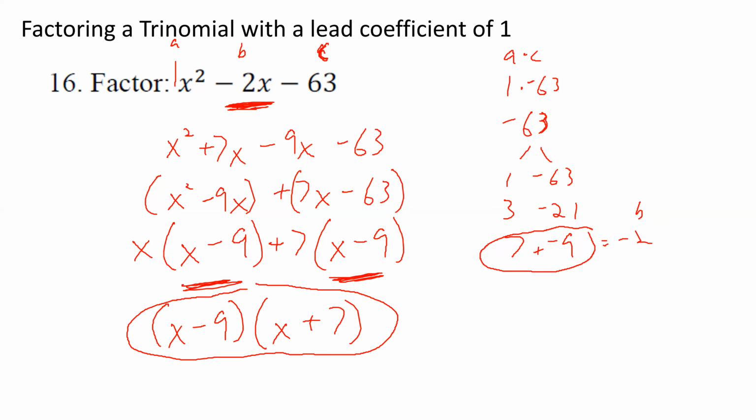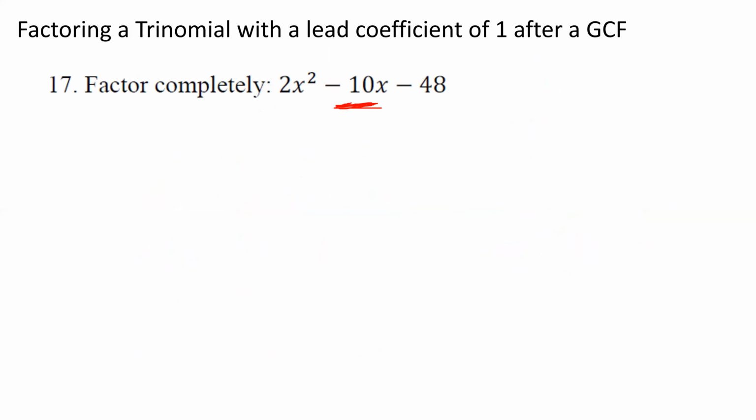So now in the next one, it's the same idea. We need to split that middle term. But before I split that middle term, I also have to look at all these values because I do have a common factor in all 3 numbers. We can take out a GCF first before we do anything else.